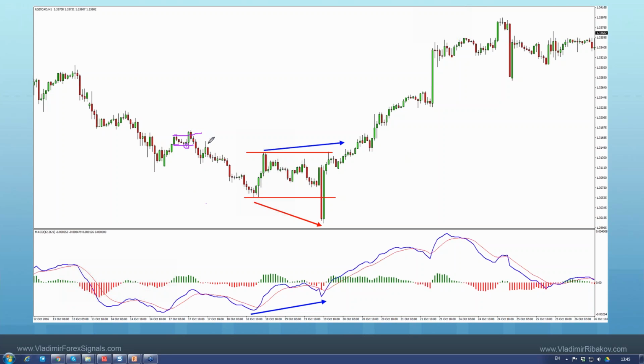Therefore, this is a good false break. And therefore, this is a convergence principle. We switch from false break to lower lows, and that means we are looking for continuation with the momentum. How do we trade? Next webinar.